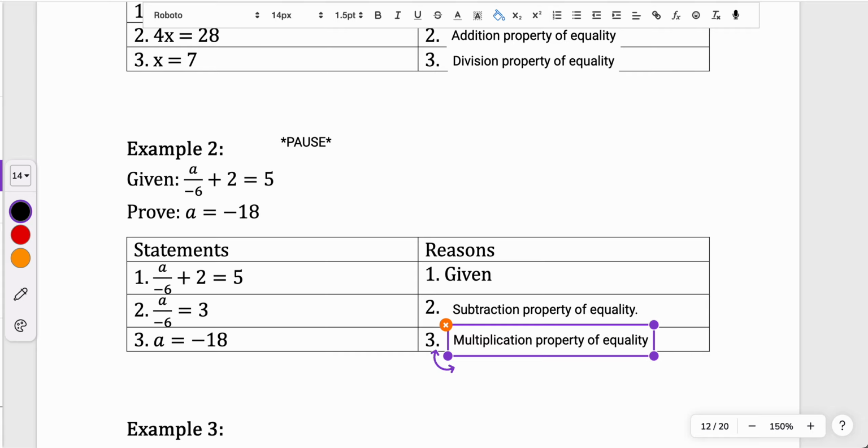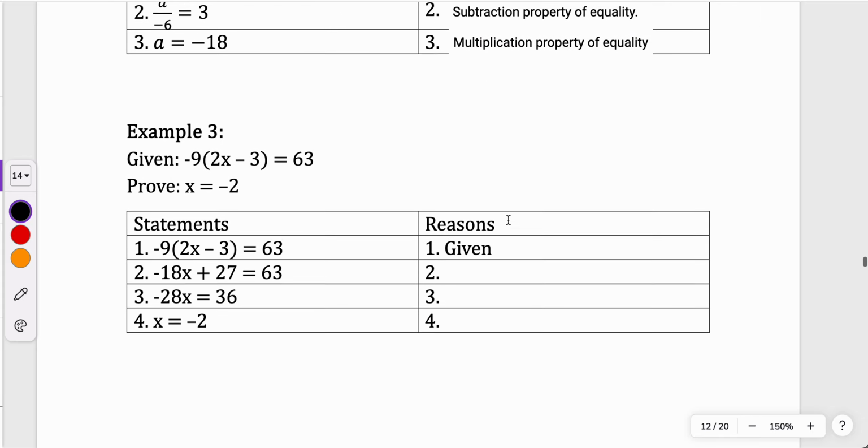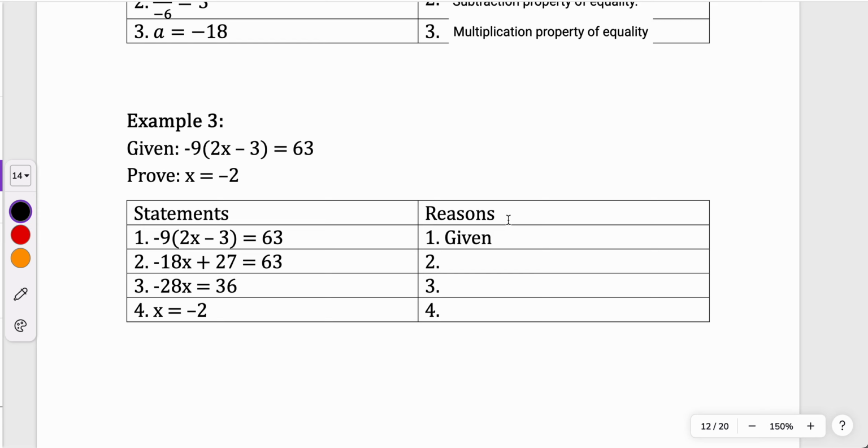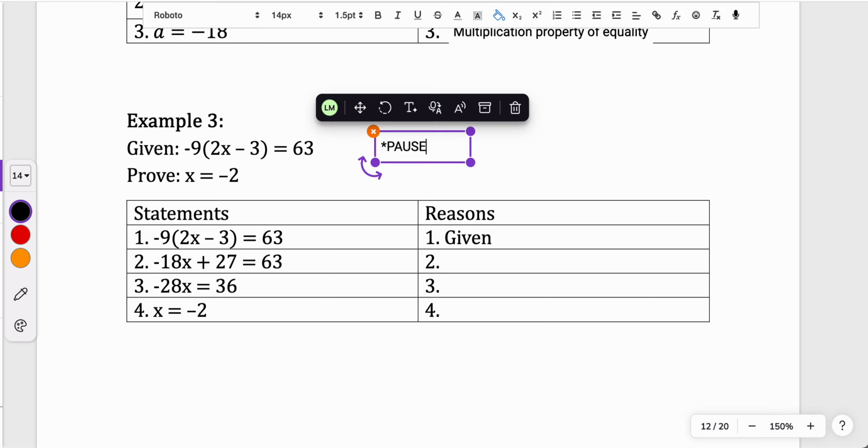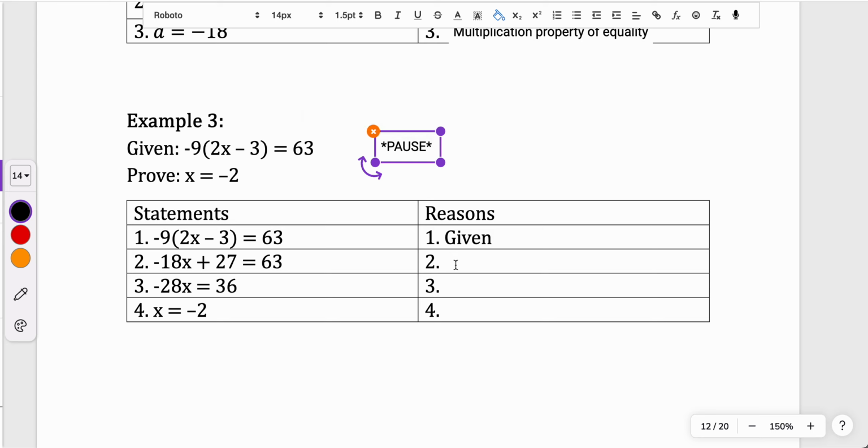How'd you do? Hopefully you did pretty good. Let's try this one. This one is just adding on an extra step. Again, if you'd like to, pause the video here to try it on your own, and when you're ready, click play. All right, statement 1 is our given, -9 parentheses 2x minus 3 is equal to 63.